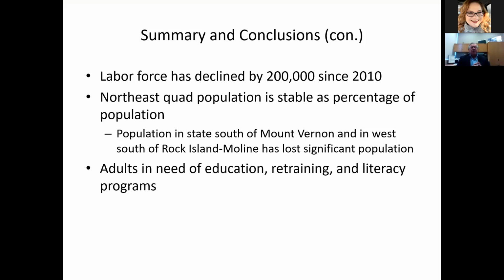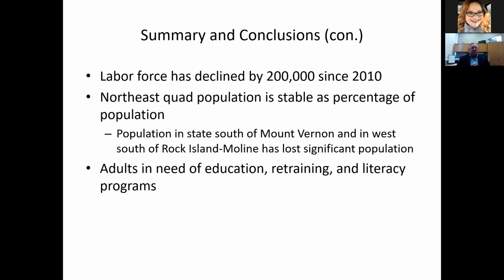From 2017, the labor force has actually declined by 200,000 over the decade. The Northeast quadrant population is stable. The population in the state south of Mount Vernon and west and south of Rock Island Moline, those populations have declined substantially, that is more than 5%. And there is little evidence that people will move into those areas or move back into those areas.